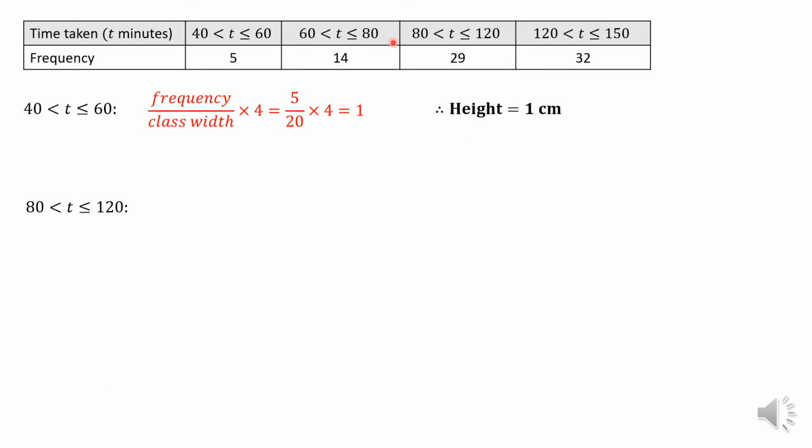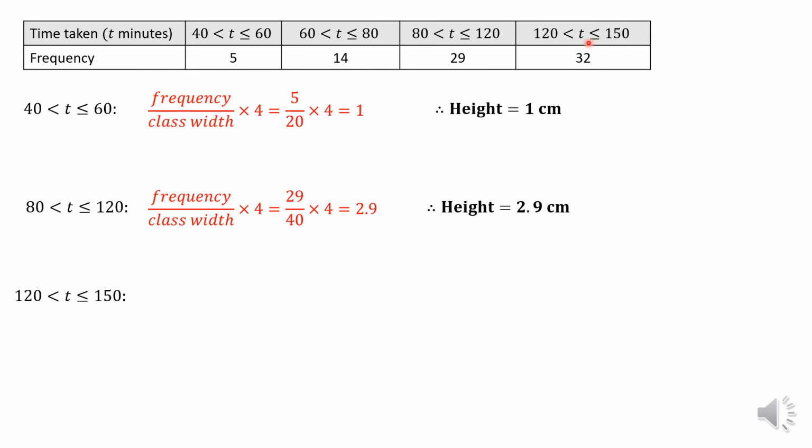Between 80 and 120, that one is already established. 80 and 120, well, you take 29 divided by 40, 40 being the class interval, 120 minus 80, that is the class width, times the 4. That height of that column is going to be 2.9 centimeters.